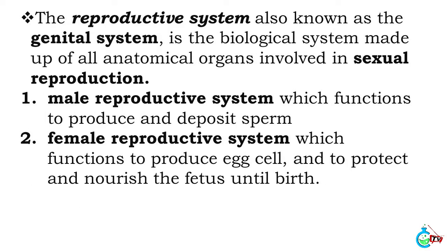The reproductive system, also known as the genital system, is the biological system made up of all anatomical organs involved in sexual reproduction. Male reproductive system, which functions to produce and deposit sperm. Female reproductive system, which functions to produce egg cells, and to protect and nourish the fetus until birth.